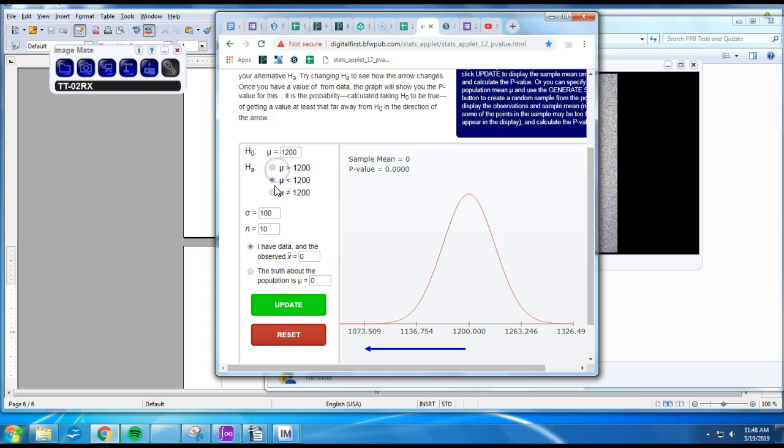The average SAT score at Milan is 1200. This person stands up and says, I think you're full of it. I think the actual mean is less than 1200. The standard deviation is about 100 on the SAT.